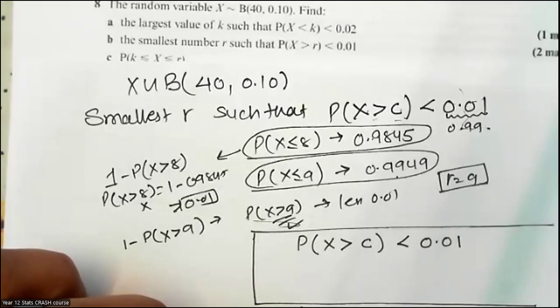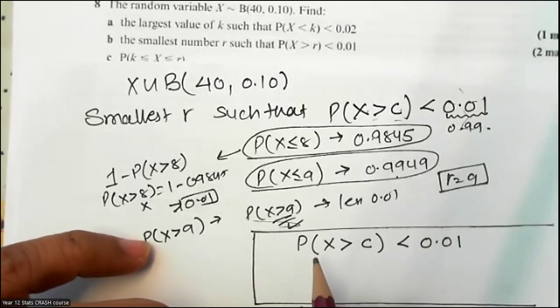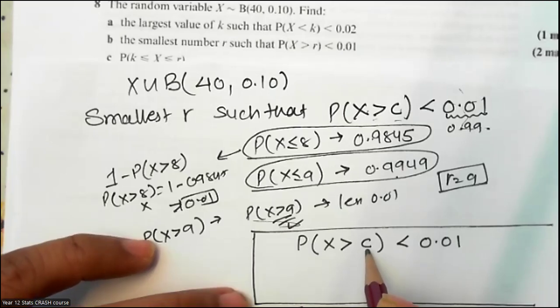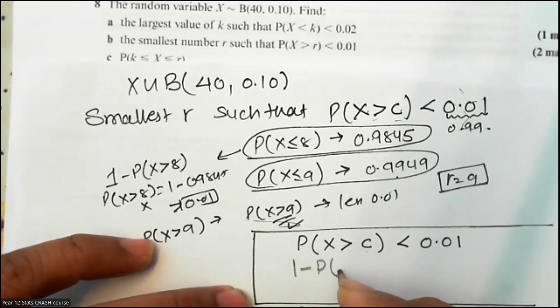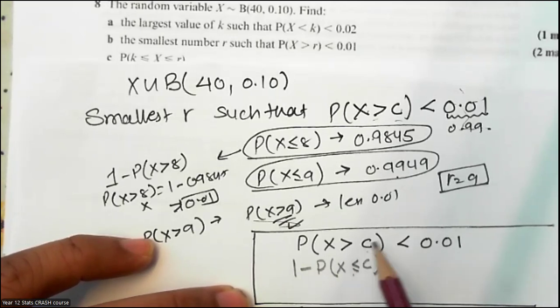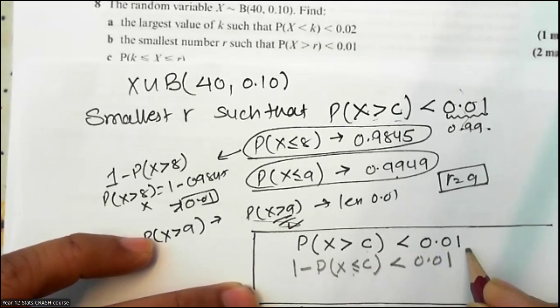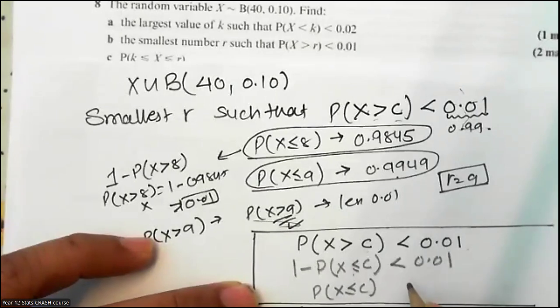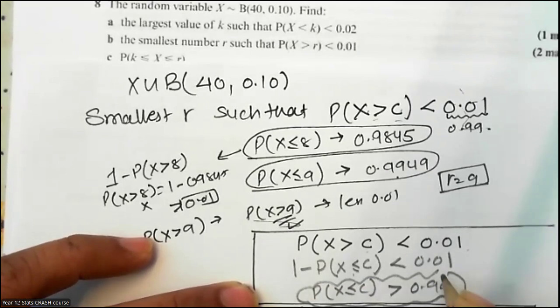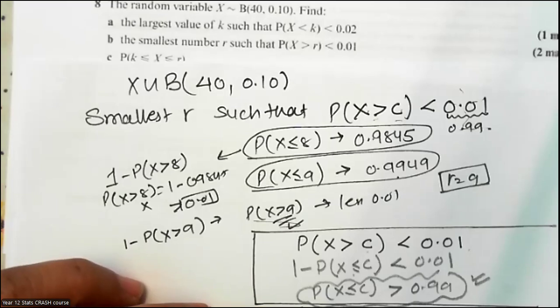Let me first tell you what we are looking for in the calculator. This is probability of x greater than c. That means this is 1 minus probability of x less than or equal to c, right? Because you want bigger than c, so up to c we don't want, and it should be less than 0.01. We rearrange this, I take this to the other side, we make it positive. So I get probability of x less than or equal to c is greater than 0.99. People, this is what we're looking for in this case in the calculator or in the tables.